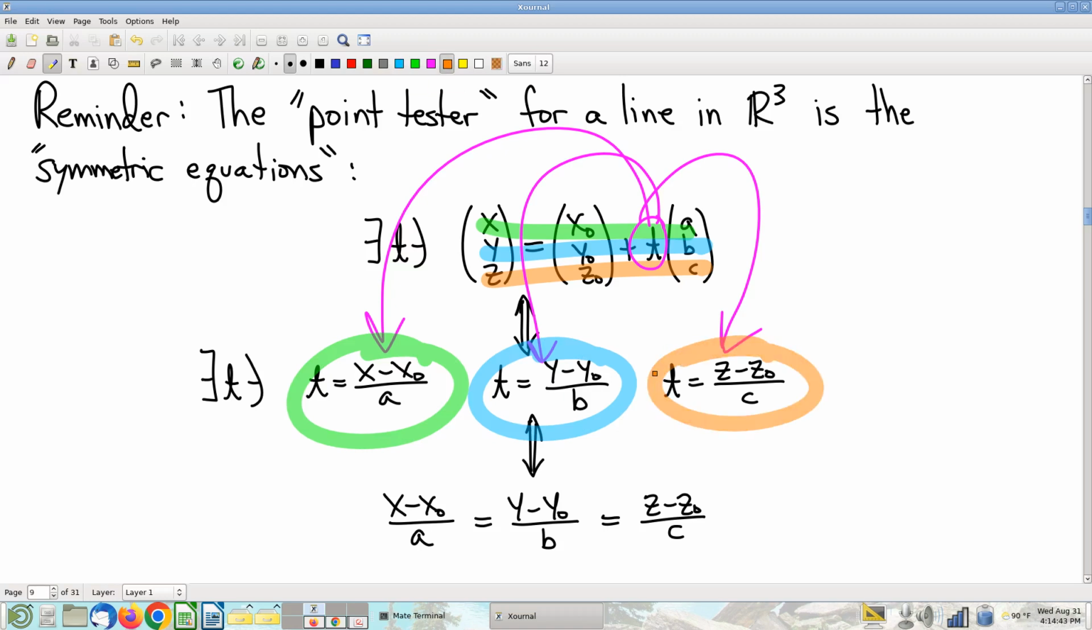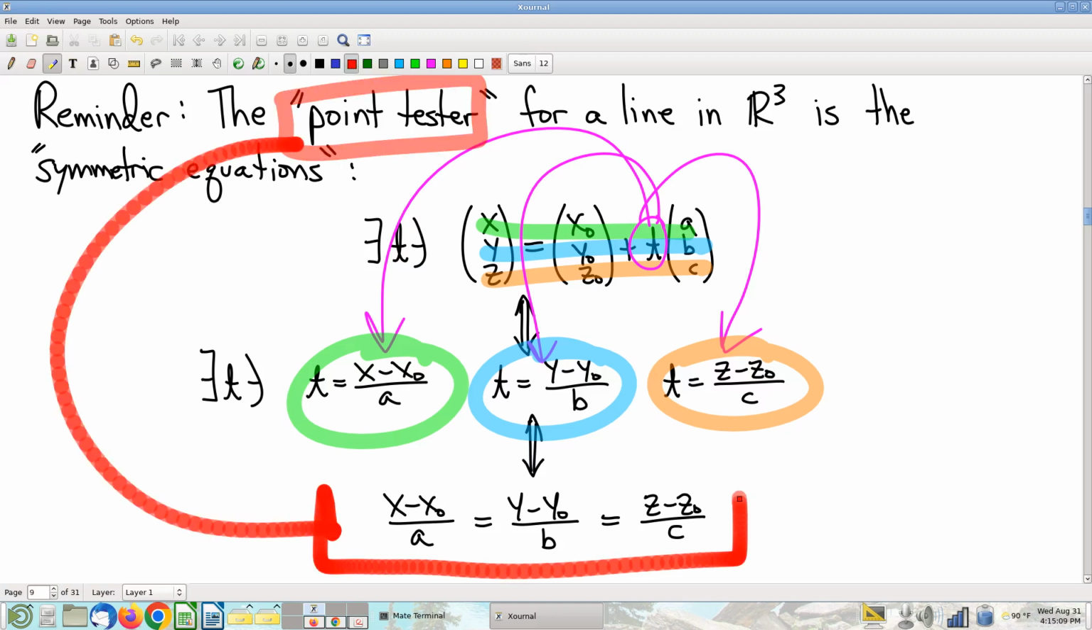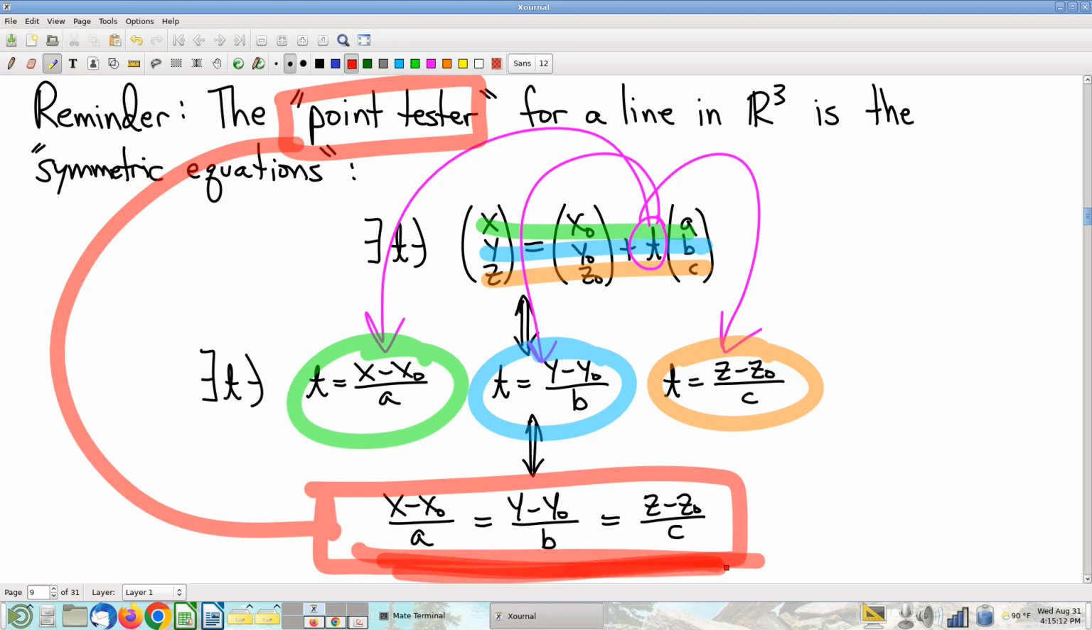Now let's ask the question: is there a value of t that makes all 3 of these equations work? Look, if t is going to make all 3 of these equations work, then these 3 things all have to equal each other. Because t has to equal all of them, how could a t equal all of them unless they're all equal to each other? And so this is your point tester. The point tester is: are these three things equal to each other? This is called the symmetric equations for the line. It's a neat little move, and it gives you a point tester out of a parameterization.